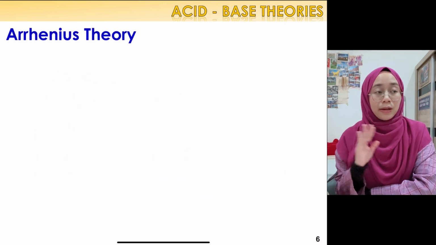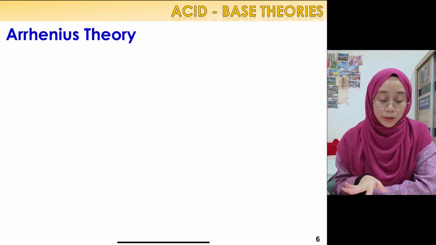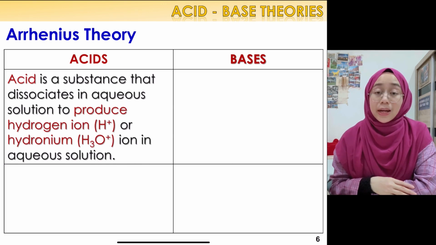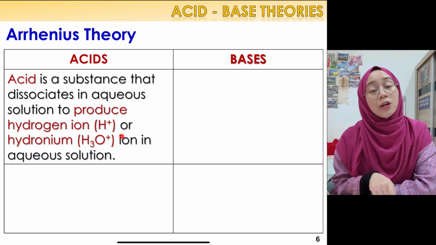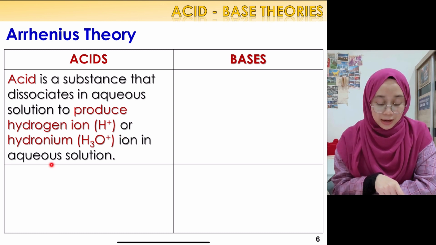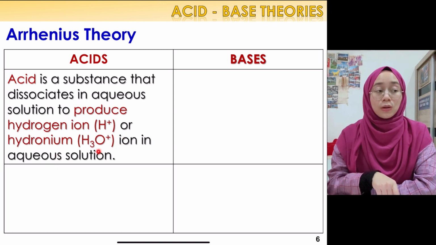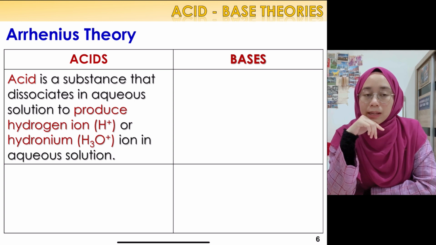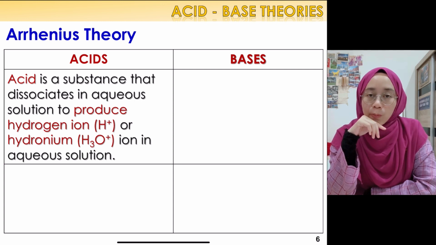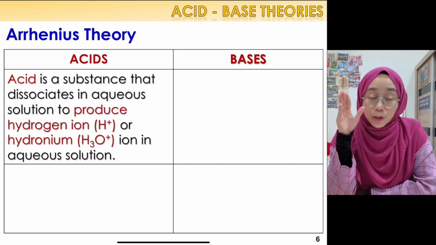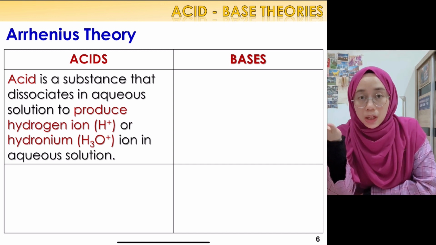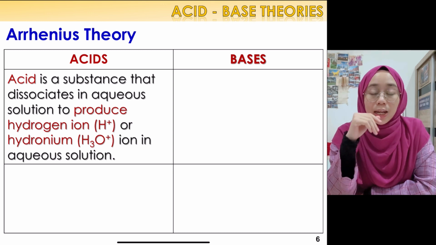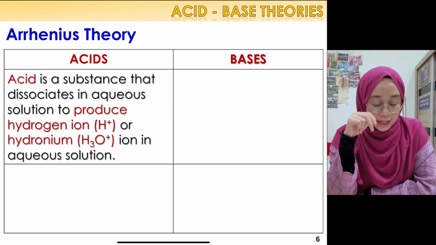So Arrhenius theory adalah the one yang paling basic yang kita semua tahu actually. Okay, whereby kalau acid is a substance that dissociates in aqueous solution to produce hydrogen ion. Something yang produce hydrogen ion, we consider it as acid in aqueous solution. So in this case, class, kamu akan tengok sama ada dia dalam bentuk hydrogen ion ataupun H3O+, hydronium ion. So bila yang dia akan jadi hydronium ion ataupun bila yang dia jadi H+ ion, nanti kita akan tengok lah, macam mana dia akan dapat dua ion ni.